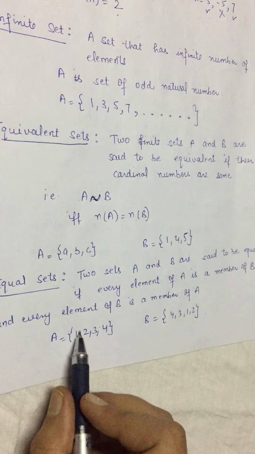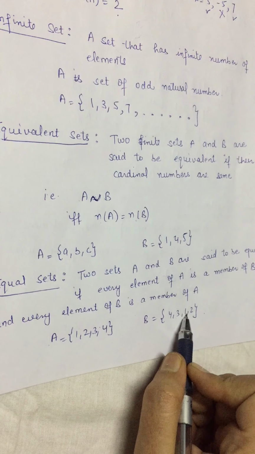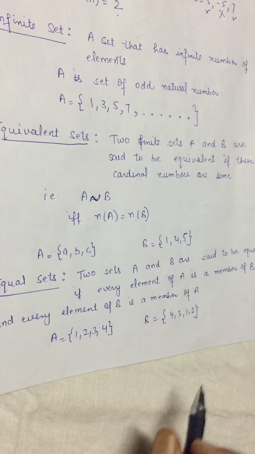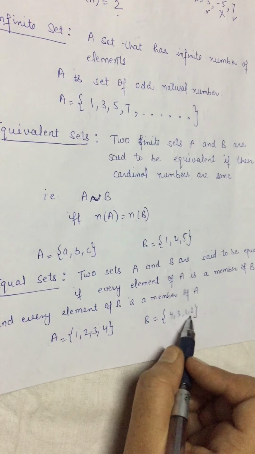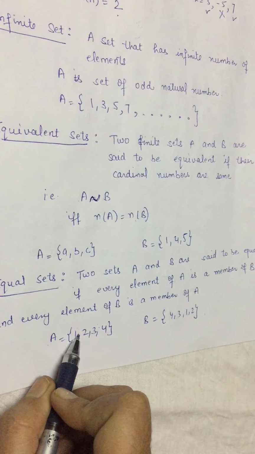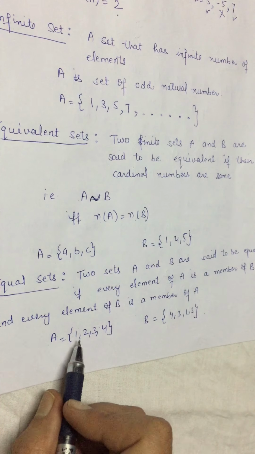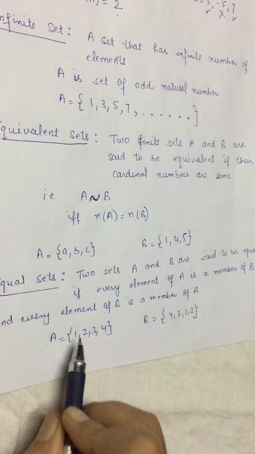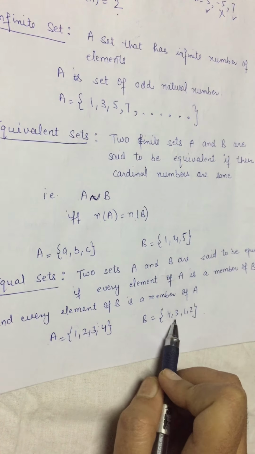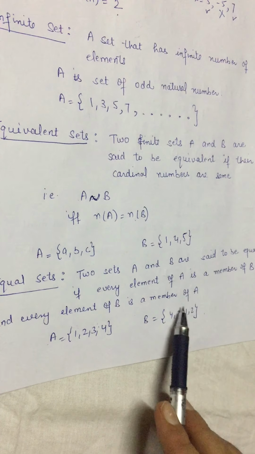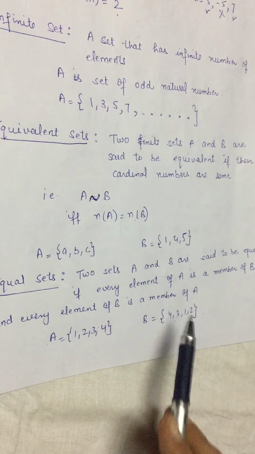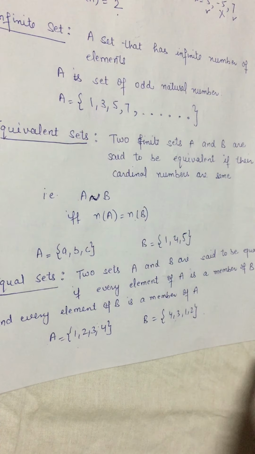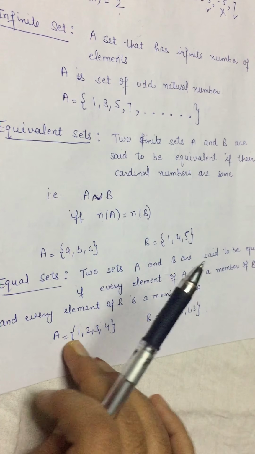If I am taking 1 in A, then it should be present in B. If I am taking 3 in A, then it should be present in B. Similarly, every element of B, like 2 in B, should be present in A. If an element is present in A, then it should be present in B. So every element of A should be a member of B, or we can say every element of A is an element of B and vice versa. So this is the definition of equal sets.